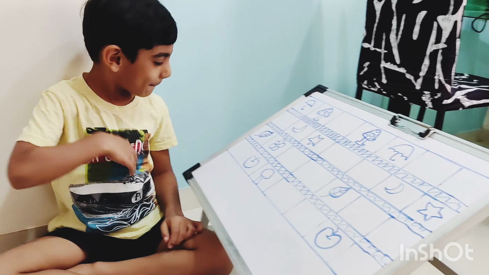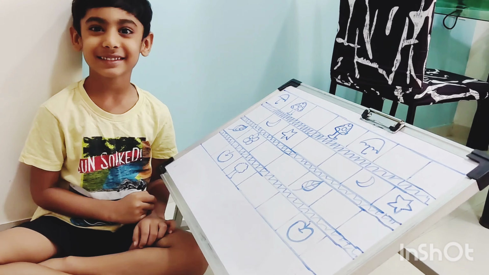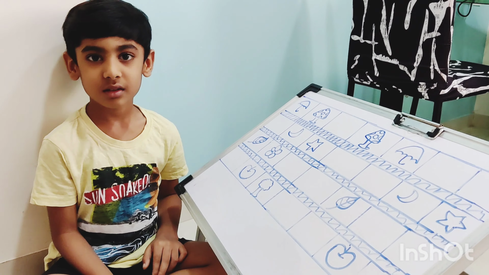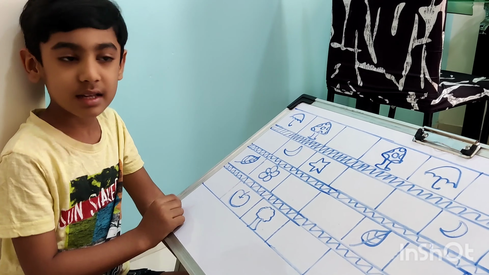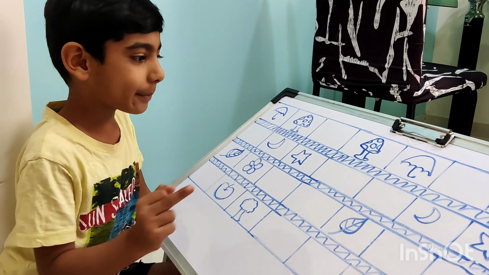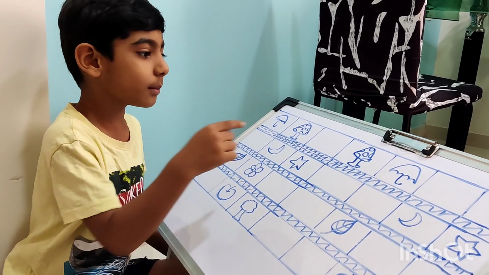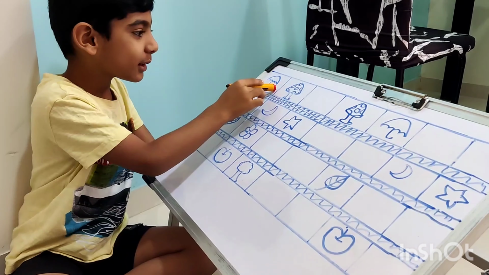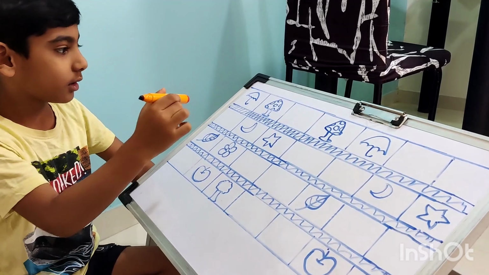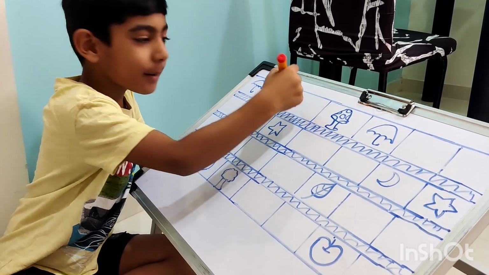Going to do pattern activity. Let's start. Here I have drawn some objects. See the pattern and then fill the blank spaces. Umbrella. This is the umbrella. This is the mushroom. Here is an umbrella.